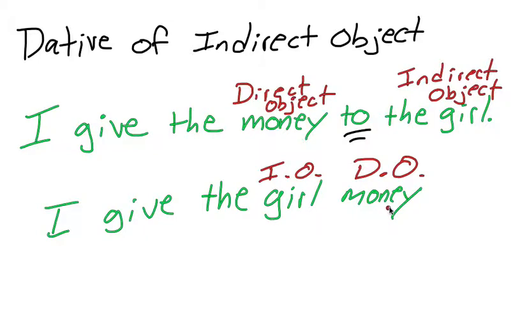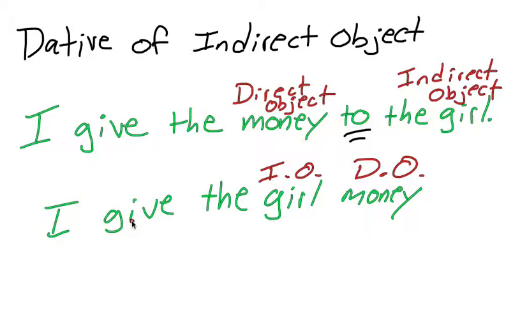So when you're distinguishing between the direct and the indirect object, think about what you're actually doing. I'm giving, well, what am I giving? I'm giving the money. To whom am I giving it? I'm giving it to the girl. So you're not giving the girl, you're giving the money to the girl. And that's how you tell the difference between the direct object and the indirect object.